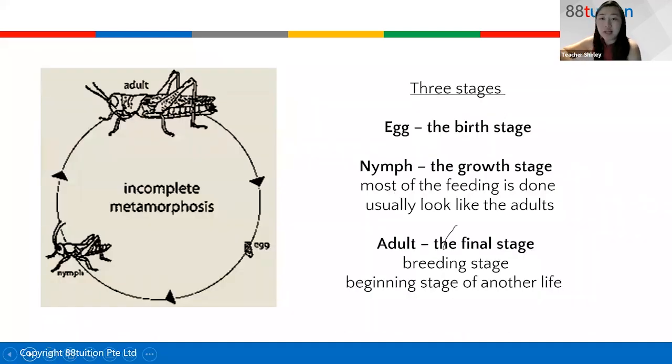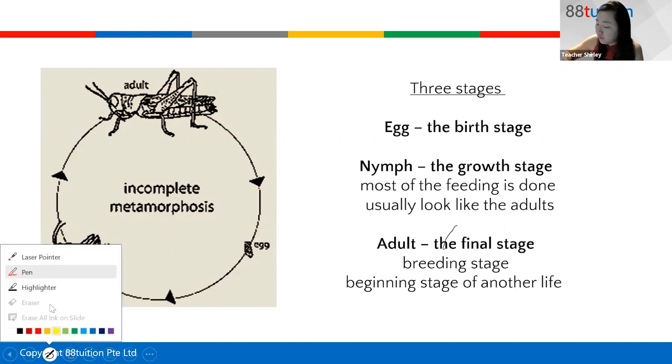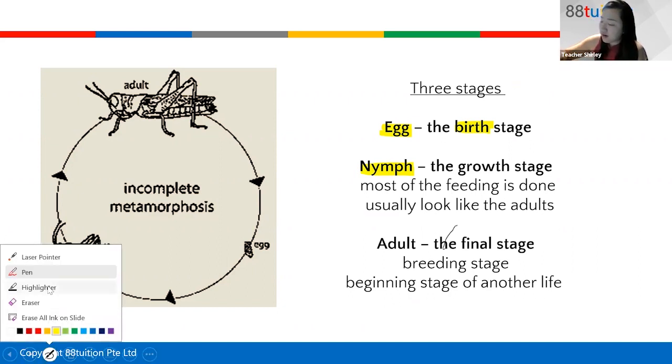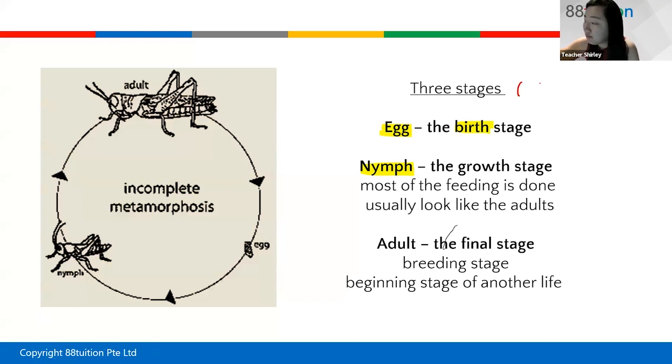So let's narrow down to your 3-stage life cycle. You have your egg, which is your birth stage. Then you have your nymph. Okay, but this one applies to insects only, because you don't call the young of a chicken a nymph, right? The young of a chicken is a chick, not a nymph. So this one applies to insects only. The young of the insect is called a nymph. It is what we call the growth stage.